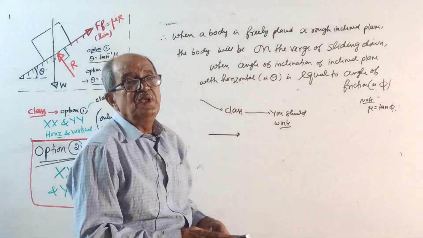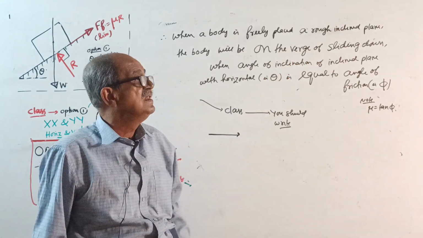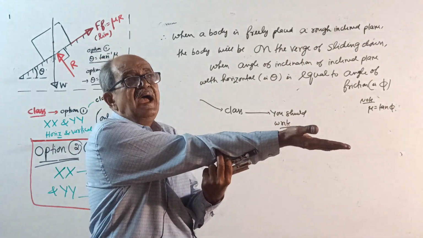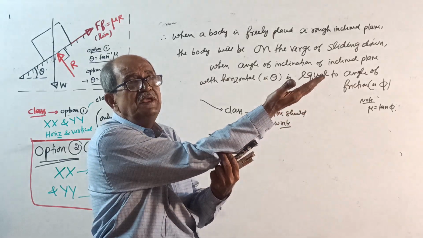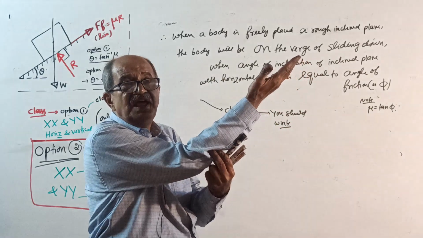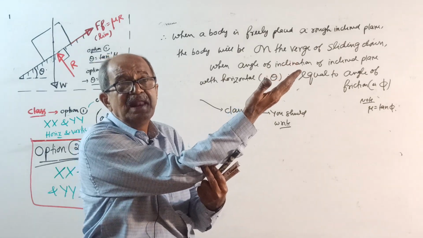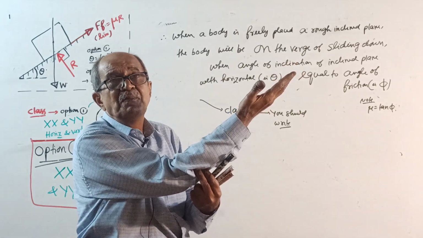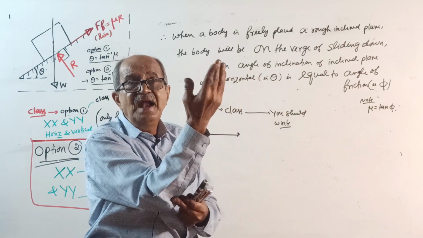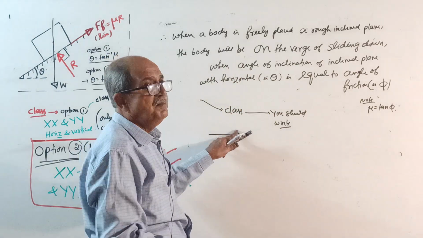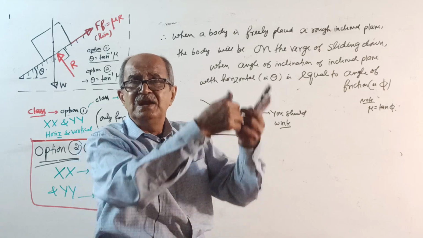Therefore, if a body is freely placed on a rough inclined plane, and if the angle of the inclined plane is slowly increased, a stage will come when the angle of inclination of the inclined plane exactly becomes equal to the angle of friction phi. At that particular angle, the body will be on the verge of sliding down. A little more angle means it will slide down.